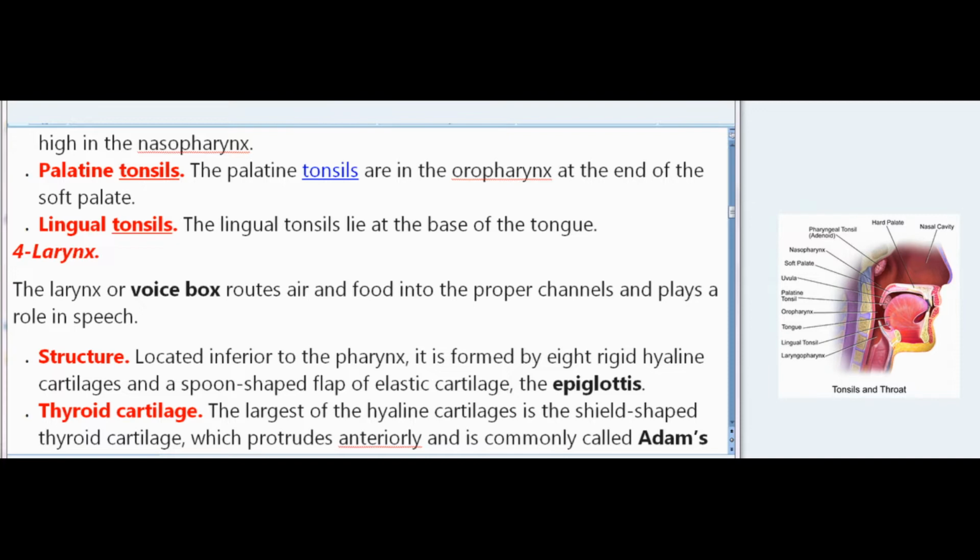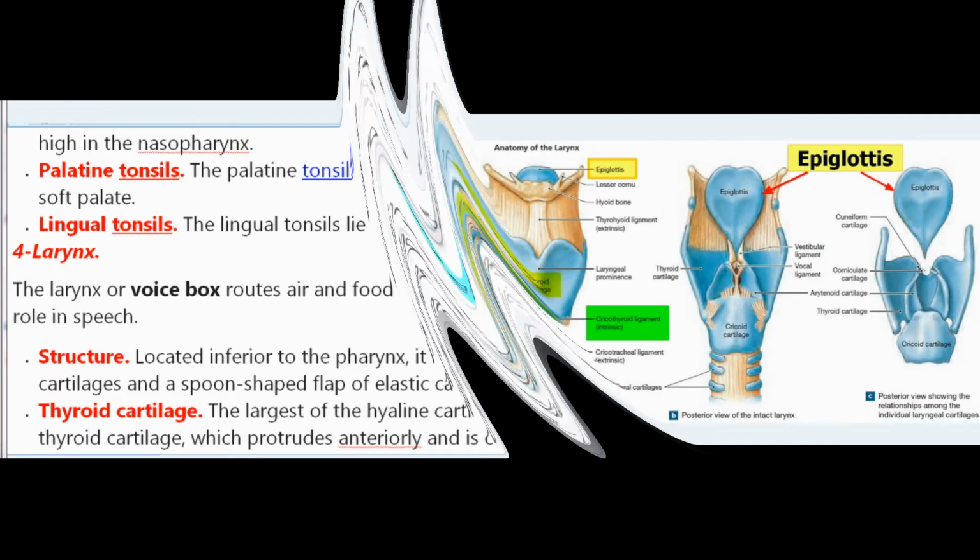4. Larynx. The larynx, or voice box, routes air and food into the proper channels and plays a role in speech. Structure. Located inferior to the pharynx, it is formed by 8 rigid hyaline cartilages and a spoon-shaped flap of elastic cartilage, the epiglottis. Thyroid cartilage. The largest of the hyaline cartilages is the shield-shaped thyroid cartilage, which protrudes anteriorly and is commonly called Adam's apple.